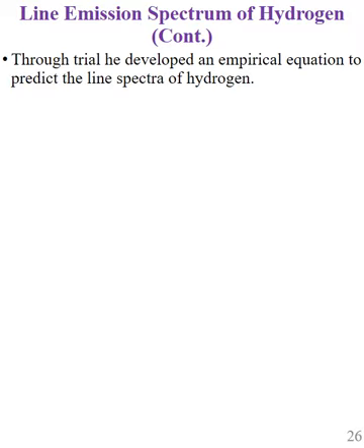Now, once Johann Balmer collected his data, through trial and error, he developed an empirical equation to predict the line spectra of hydrogen. What does empirical mean? Empirical means through observation.